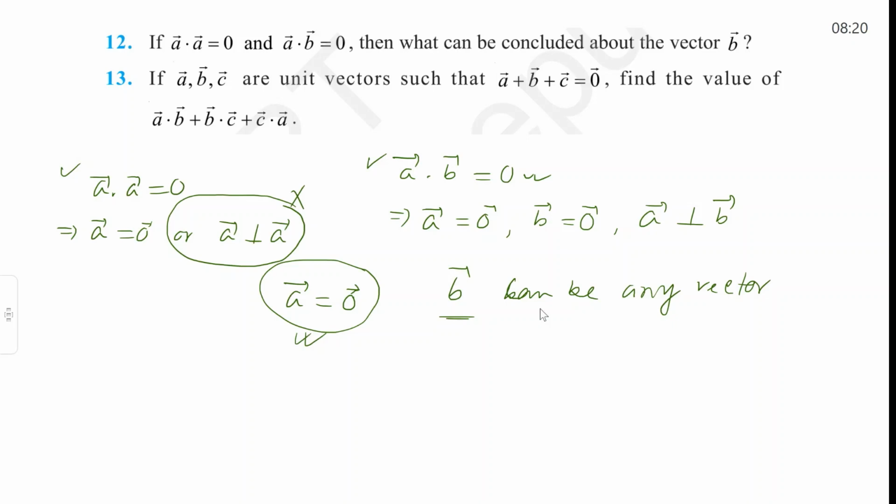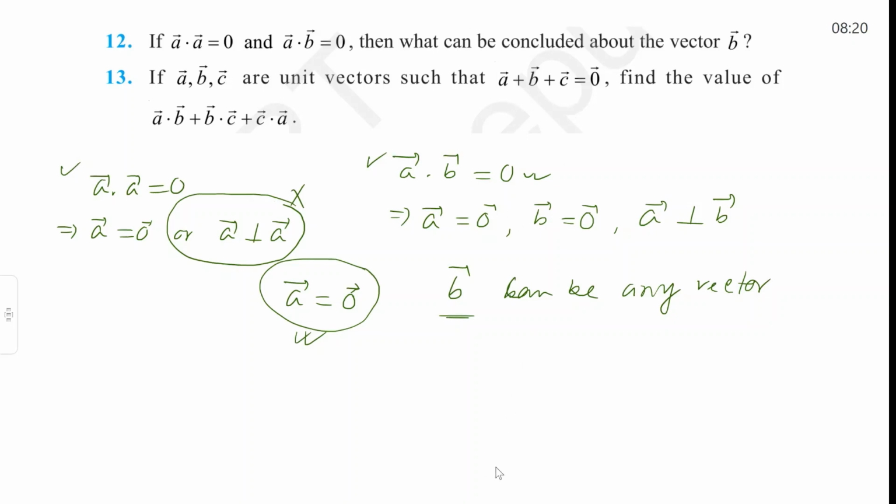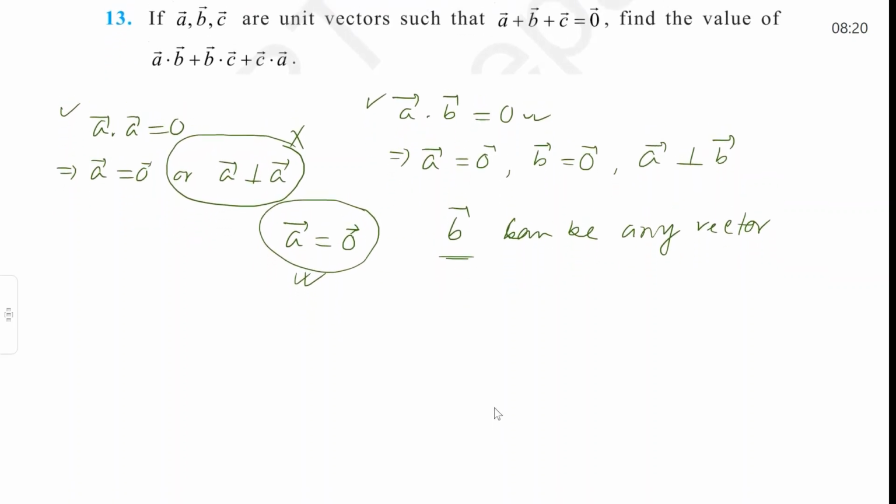Then question number 13: if A bar, B bar, C bar are three unit vectors such that A bar plus B bar plus C bar is equal to the vector 0 bar, what is the value of A dot B, B dot C and C dot A? Simple question. We begin with this line, A bar plus B bar plus C bar is equal to 0 vector. Before that you should remember that the vectors A bar, B bar, C bar are unit vectors. That means the modulus of these unit vectors is equal to 1. So we start with solution number 13.